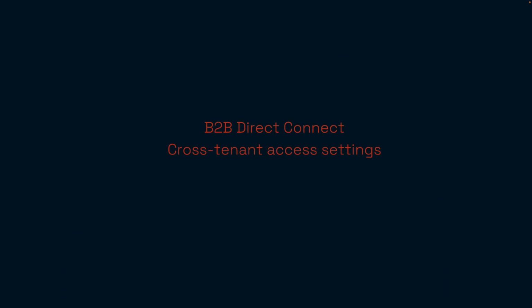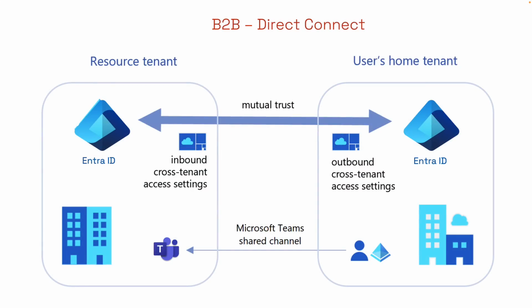So again, super useful. Now we have B2B Direct Connect, and these are the cross-tenant access settings that were introduced last year. I'm not going to do a demo on this, but I will link below to the demo that I did previously. So in essence, B2B Direct Connect is for one function only. It's for shared channels in Microsoft Teams. And you can see here, it's essentially a mutual trust relationship between two directories. And once you've got that, you can then create the Teams shared channel.